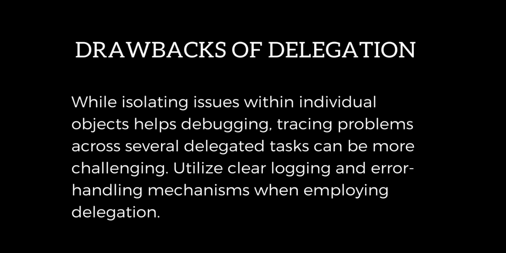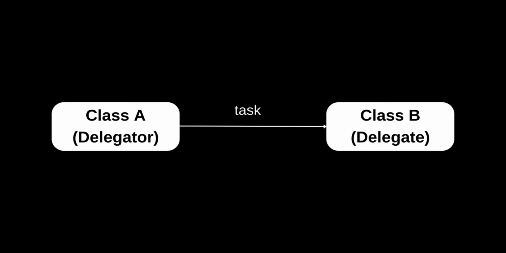And while isolating issues within individual objects can help debugging, tracing problems across several delegated tasks can be more challenging. Utilize clear logging and error handling mechanisms when employing delegation. Now let's look at some implementation strategies when working with delegation. We can use the delegate design pattern, and this delegate design pattern is what we've considered in the example in this video.